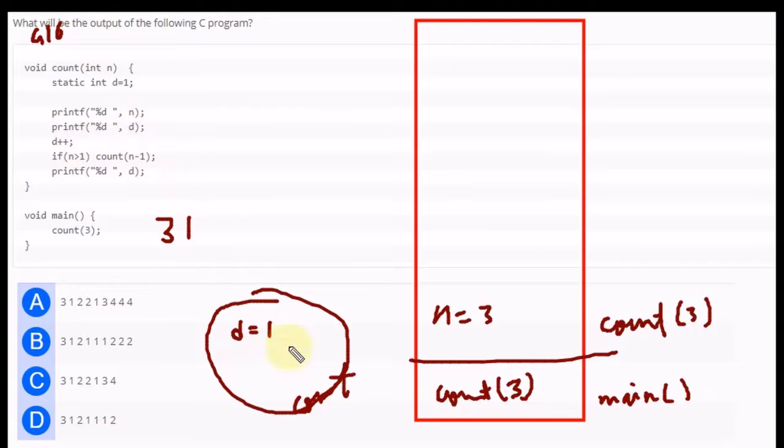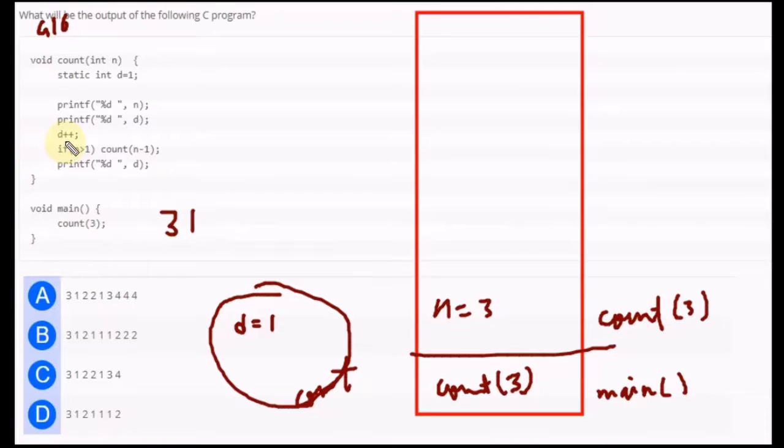Now we are going to update our value of d. This d is not found in this function, so it will go and search inside the static memory, where it will be found, and the value of d will be updated. Now it will check the condition. This condition is true, correct? This n is greater than 1, so it is going to call the count function again with the value reduced by 1.